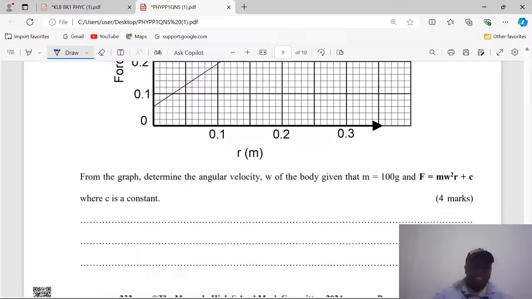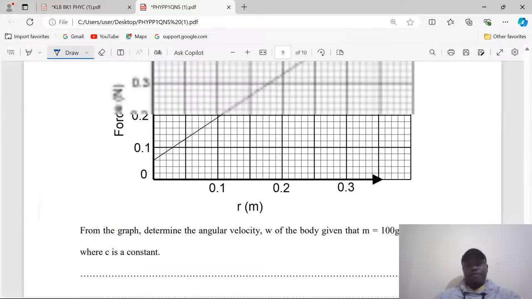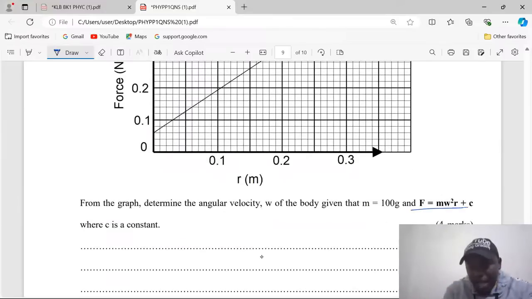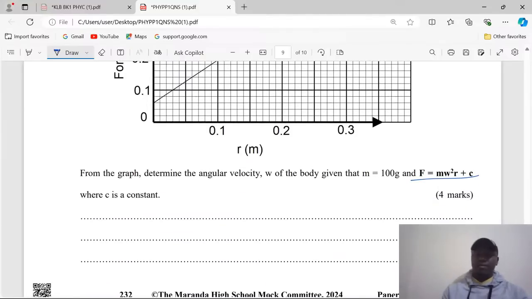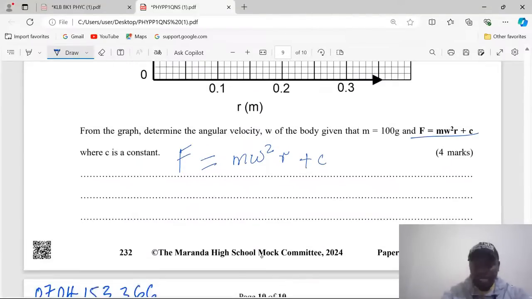Then we are told that from the graph, determine the angular velocity of the body, given that m equals 100 grams. So what we're supposed to do in this case is to remember there is an equation here actually, that is what we are going to use. We shall analyze this equation in reference to the graph. So F equals mass times angular velocity squared multiplied by radius, plus c. Compare this with the general equation of a straight line, which is y equals mx plus c. So the coefficient of x, which is m, gives us the slope, and the vertical intercept is c.